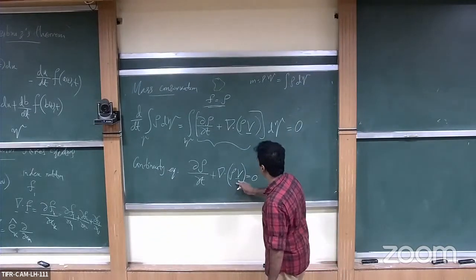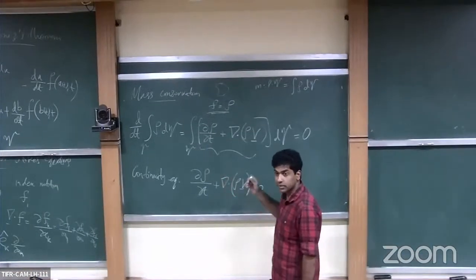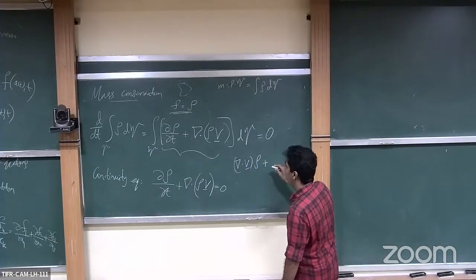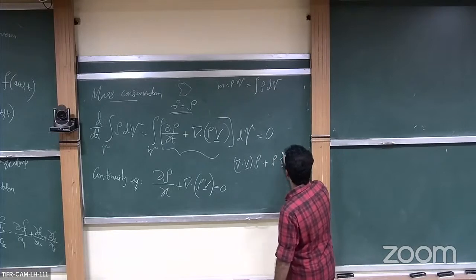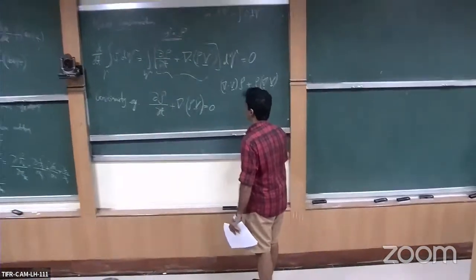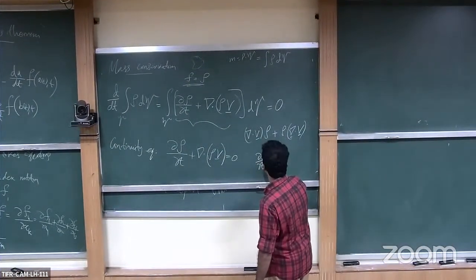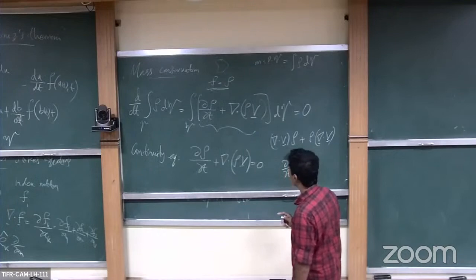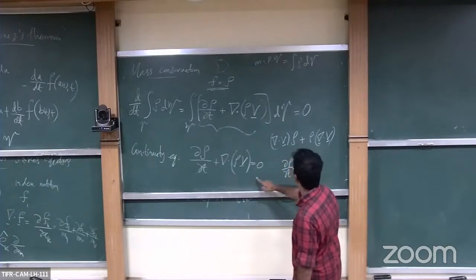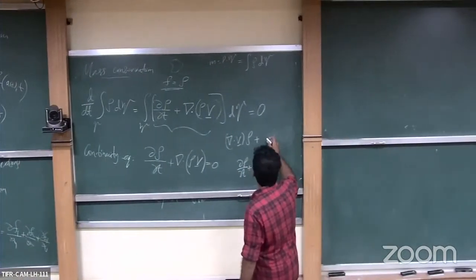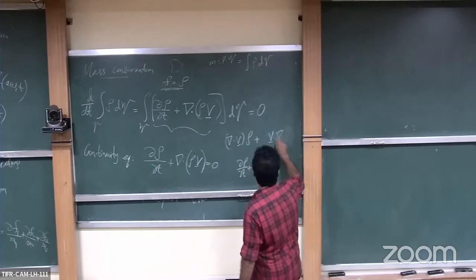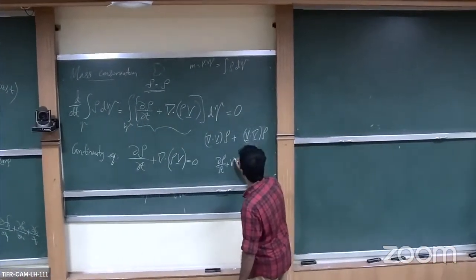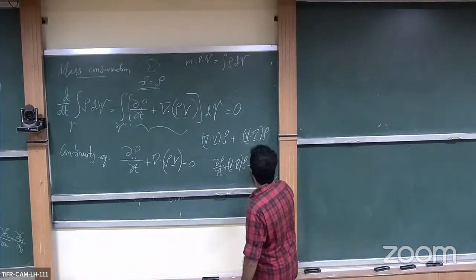So now I'll expand this divergence part. When I expand this, if you have questions, you are free to ask. I can write this as divergence of v times rho plus rho times divergence of v. So I can combine these and write this as partial rho by partial t plus v dot grad rho, plus rho divergence of v. You are writing the same thing. We're combining this and this.